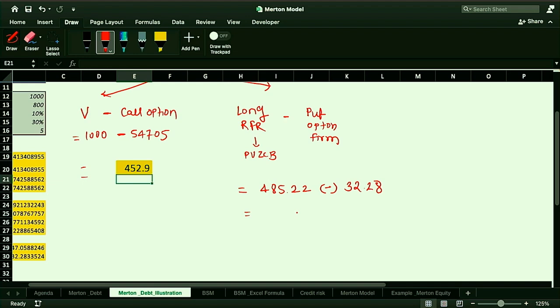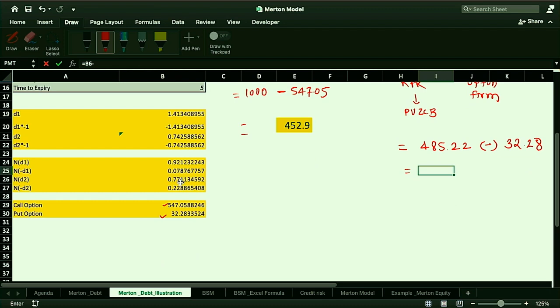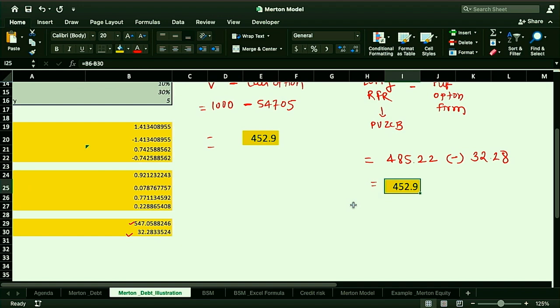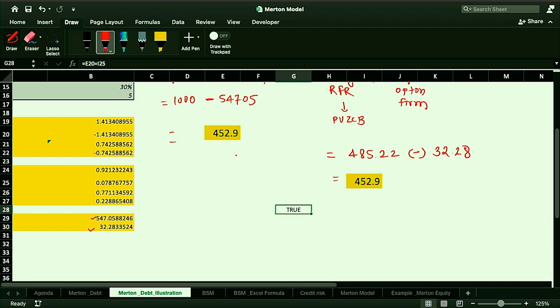So this is equal to the value of the debt minus the value of the put option. And look at the number that you've got. Let me highlight this for you a little bit. Look at the number that you've got. It is exactly the same as this one. In fact, we can do a quick test on it, whether this is equal to this. We're getting a true. So these are two ways in which you can value the debt under the Merton model.